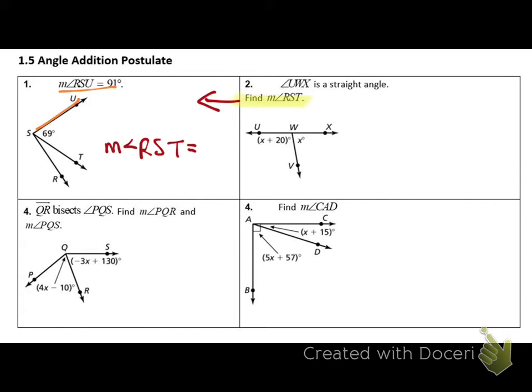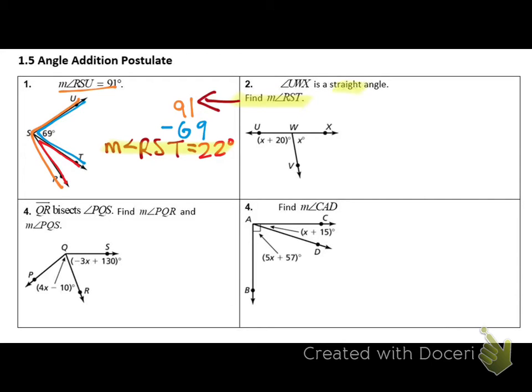We know that RSU is 91 degrees. How many degrees of the 91 is already accounted for in this angle? Correct. We already have 69 of it, so how do I figure out how much is left for RST? Subtract. So 91 minus 69 is 22. 22 degrees.